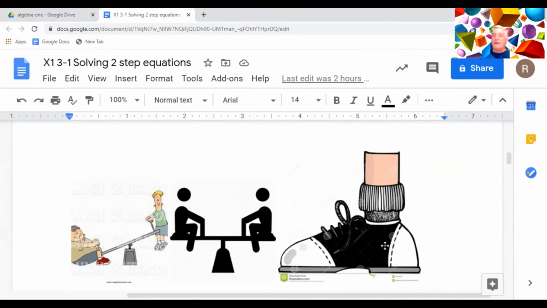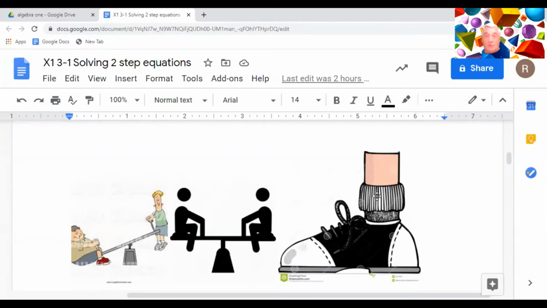The other thing I need to worry about is it's a two-step equation, so I have to worry about which step I do first. Take a look at this shoe, and we'll figure out the two-step equation. How did this person get dressed? Did they put their shoe on and then their sock on? I look around the room. Most of you managed to get your socks inside your shoes. In fact, all of you who are wearing socks got them inside the shoe.